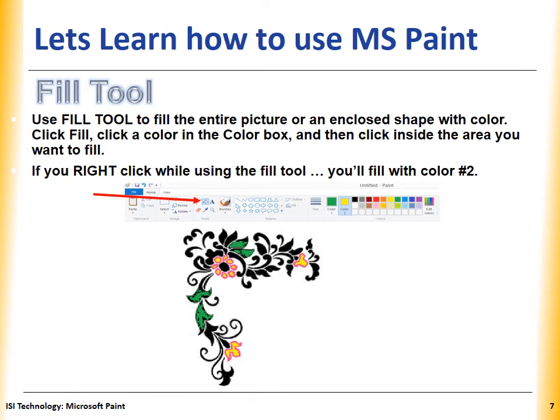Now we need to learn about the fill tool, which is this button over here. It looks like a bucket. Use the fill tool to fill the entire picture or an enclosed shape with color. Click fill, click a color in the color box, and then click inside the area you want to fill. Now, as I told you before, if you use the right click while using the fill tool, you will fill it with color number 2, which is yellow in this case.